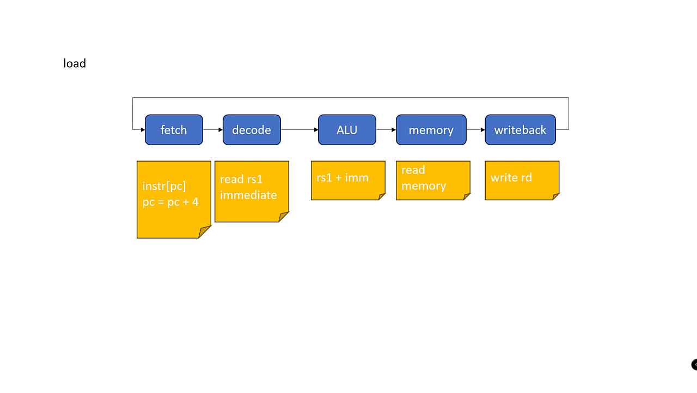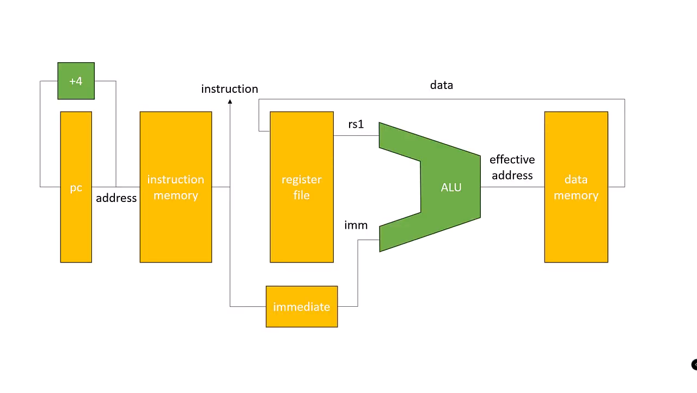A load forms the effective address from the source register RS1 and an immediate. The memory stage is used to read the memory. The resulting value is then written to the destination register RD. The PC is incremented by 4. Here's the data path for the load.